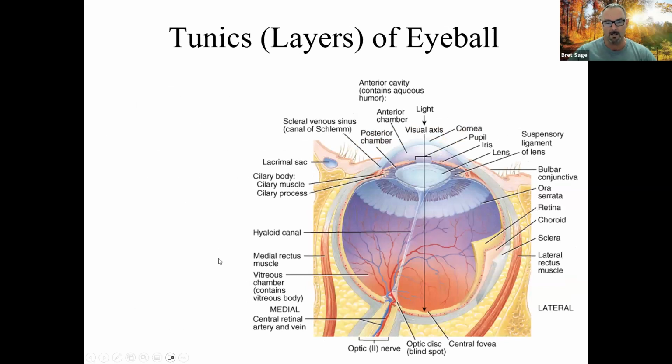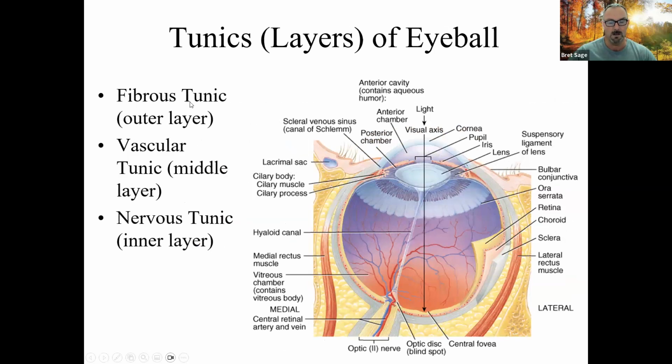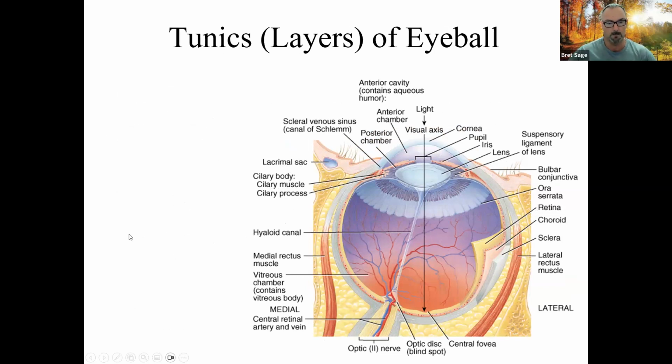Okay, the tunics are layers of the eyeball. This is what the cross-section of an eye looks like. The fibrous tunic or outer layer is this white structure that you see here. The vascular tunic is the middle layer that contains the blood vessels, which is why it's called vascular. And then the nervous tunic, the inner layer, is your retina primarily.